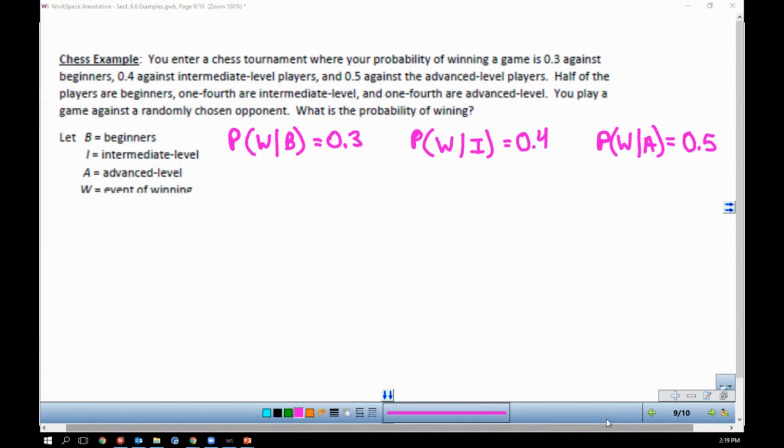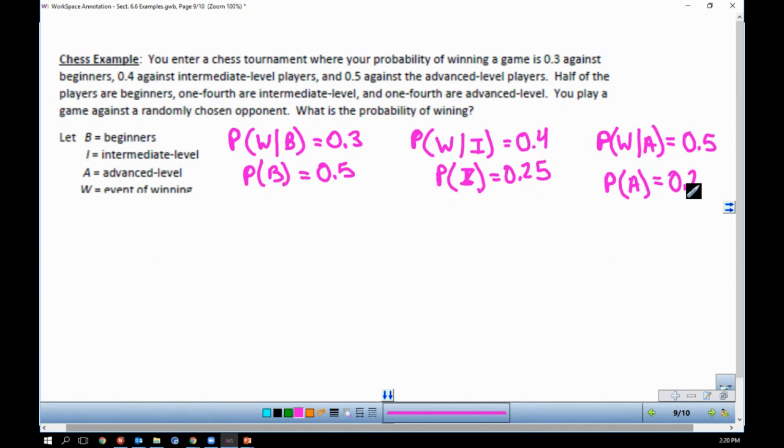Half of the players are beginners. So what's the probability of beginners then? 0.5. A quarter of the players are intermediate. The probability of intermediate, 0.25. And a quarter of the players are advanced. Again, 0.25. So you're going to play against a randomly chosen opponent. What's your probability of winning?